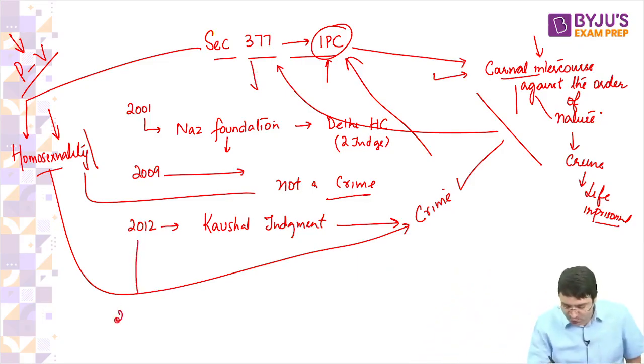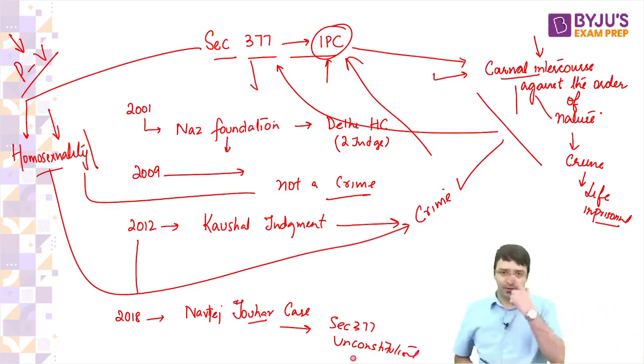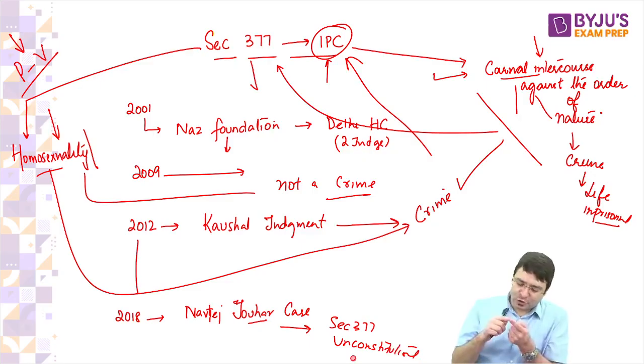It was finally in 2018, in the Navtej Johar case, that the Supreme Court said Section 377 is unconstitutional. Why? Look at me carefully. The Supreme Court said, first, you are denying equality. You are violating equality before law, because you are discriminating against those whose sexual orientation is different.